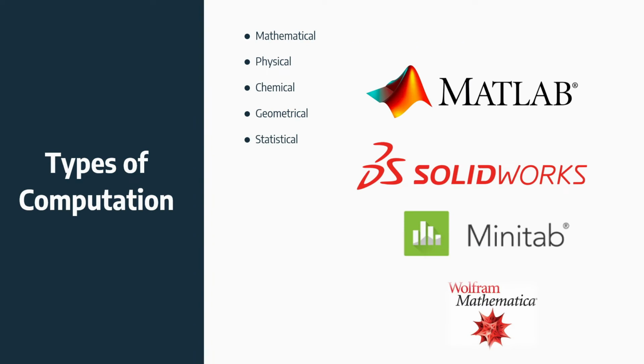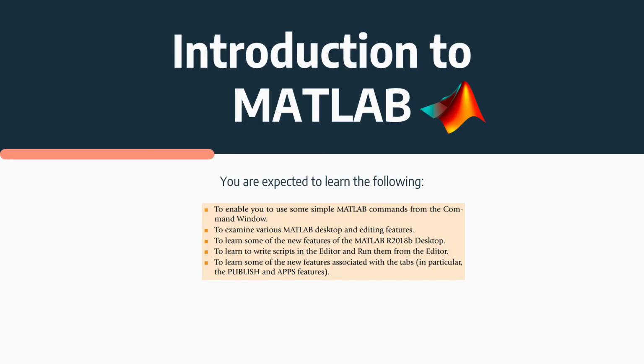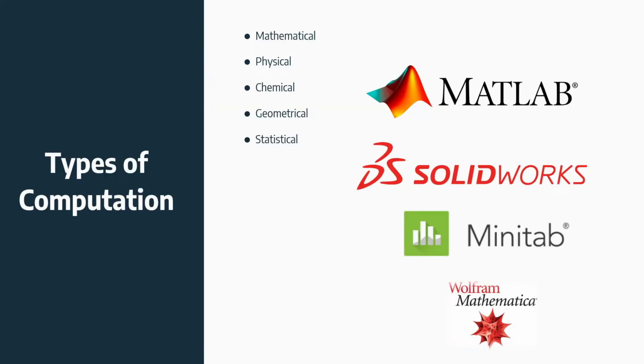Now, what types of computation do we have today? We have mathematical, physical, chemical, geometrical, and statistical computations. Mathematical, as we already said, is like your calculator but in a more advanced way. You can use a set of rules to solve a set of equations, or do addition, subtraction, division, and multiplication for you for an unlimited amount of numbers.